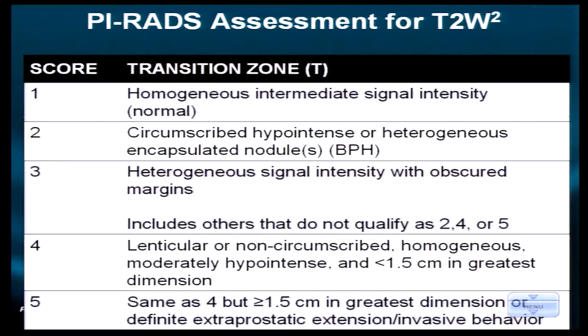But in the central zone, everybody's got bright nodules. Those are easy because they're bright. Most cancers are not bright unless you have a mucinous tumor, which is not very common. But what about all these dark hyperplastic nodules? That presents a problem. So if they're very round, very well defined, and you can see a dark rim around them, which I look for, those are a PI-RADS 2.